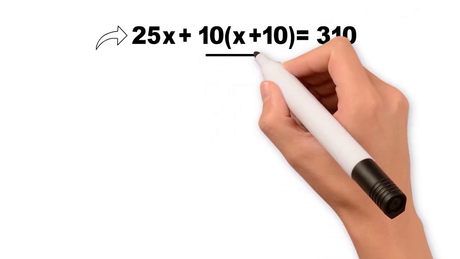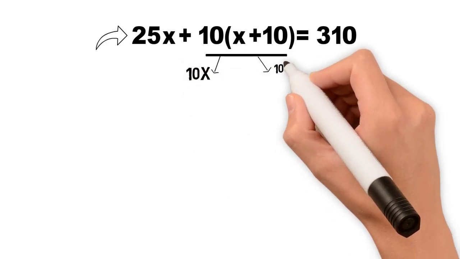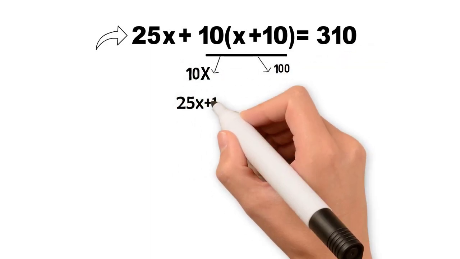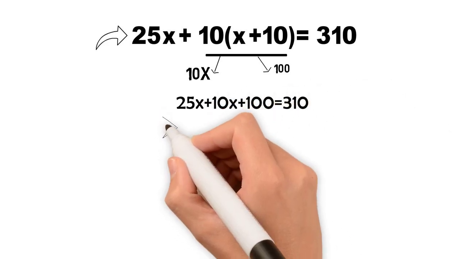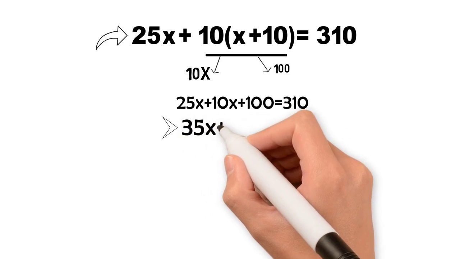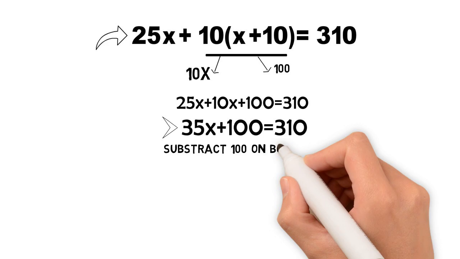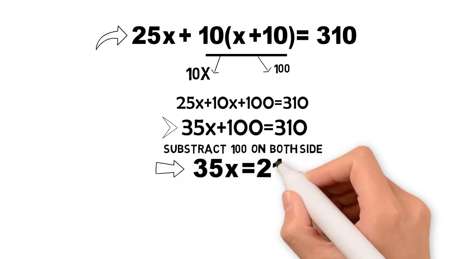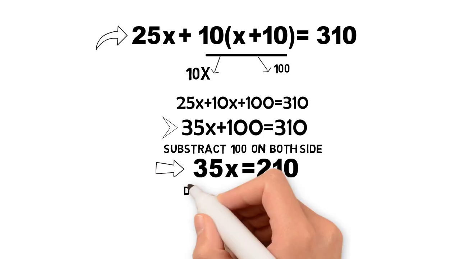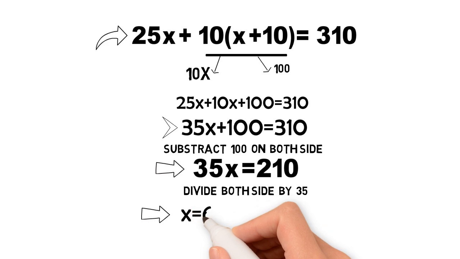We can then solve the equation by opening up the parentheses, 10 times (x plus 10), into 10x plus 100. So we end up with 25x plus 10x plus 100 equals 310. Combining the like terms, we get 35x plus 100 equals 310. Subtract 100 from each side, and we've got 35x equals 210. Then we can isolate the x by dividing each side by 35, and we get x equals 6.